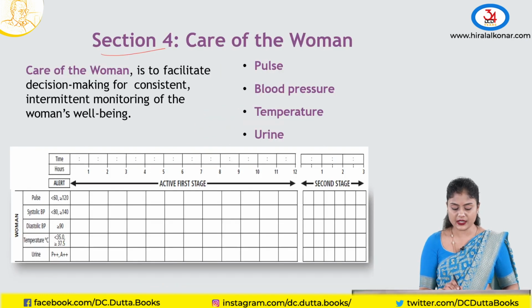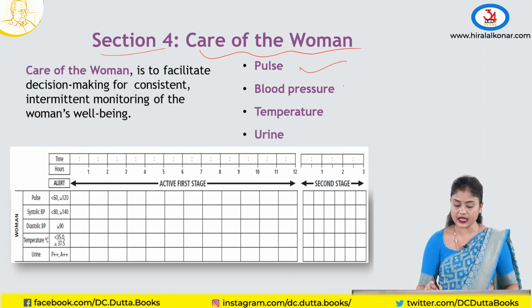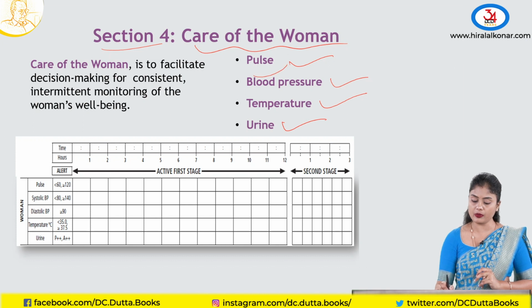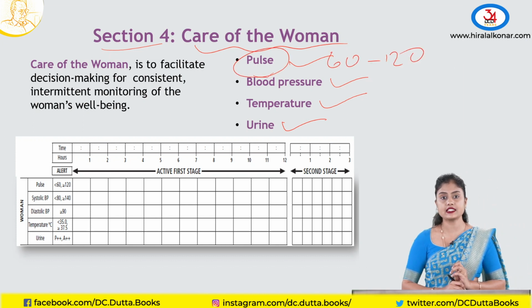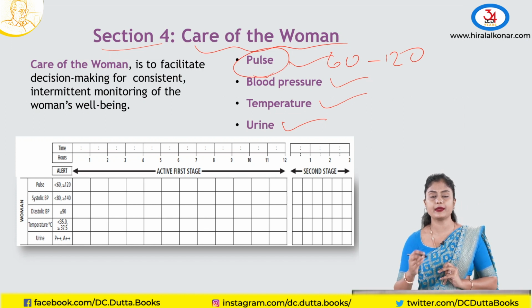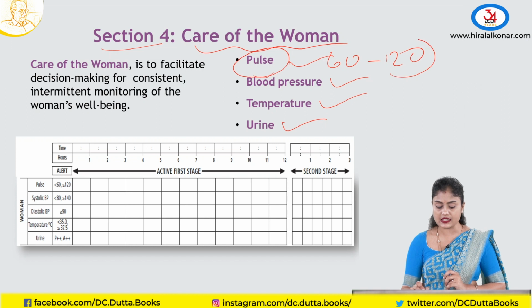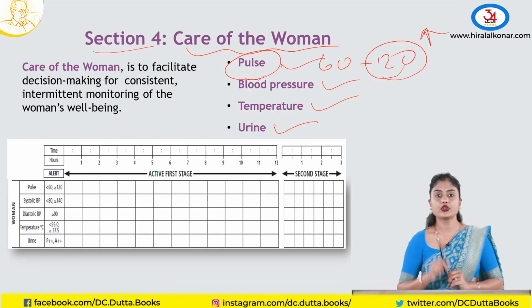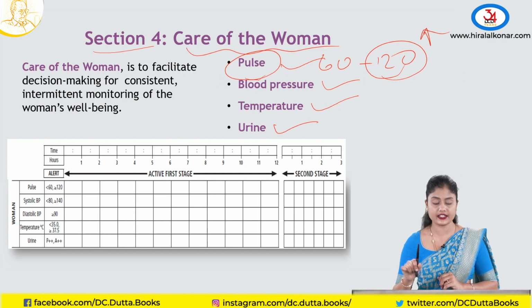Section 4, coming to the care of the woman, you should be monitoring her pulse, blood pressure, temperature and urine output. What is the normal range of pulse? 60 to 120. In a previous LSCS, when you are trying for trial of labor after cesarean, or a vaginal delivery, if the pulse rate is high, then it's a sign of uterine rupture. So you should monitor her pulse very carefully, especially in a post-cesarean case.